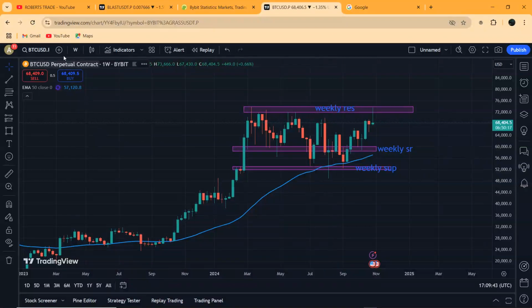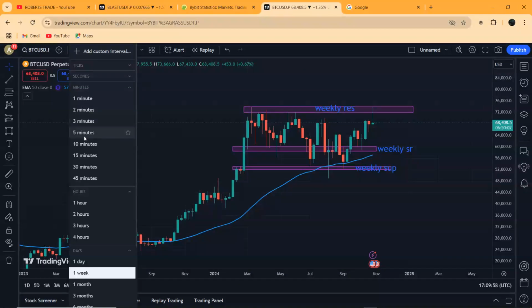So let me change it to daily time frame. And as you can see, since we have a rejection here, we were expecting the market to go down. Since there is a rejection at this weekly time frame, then we expect the market to go down. All right. So let me change it to daily time frame.